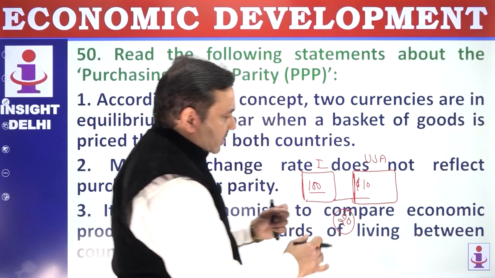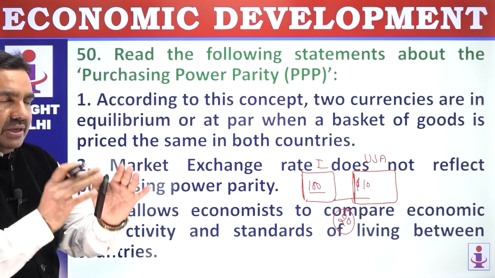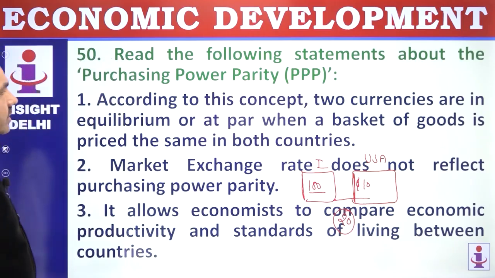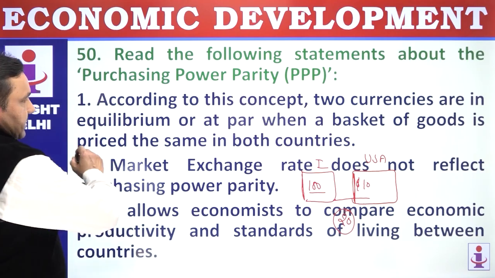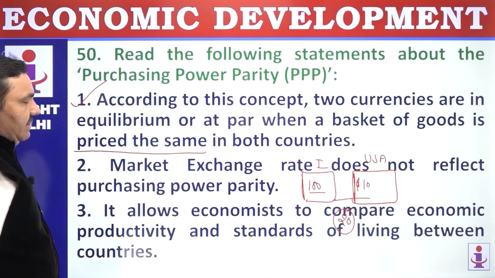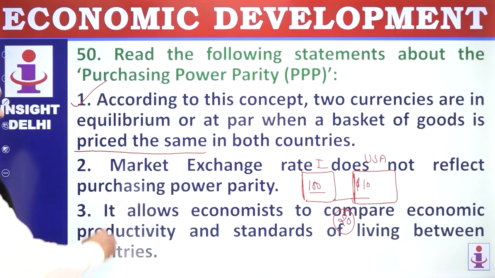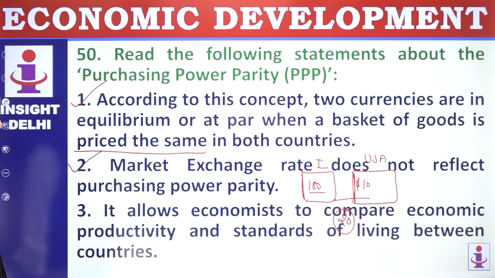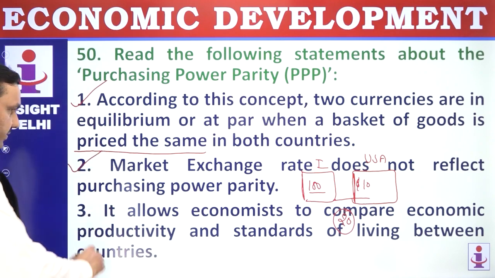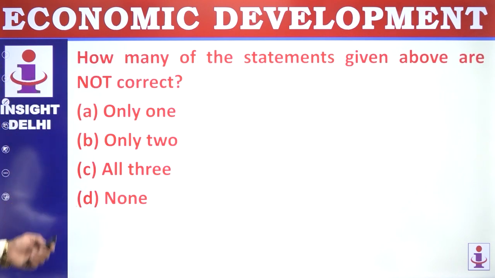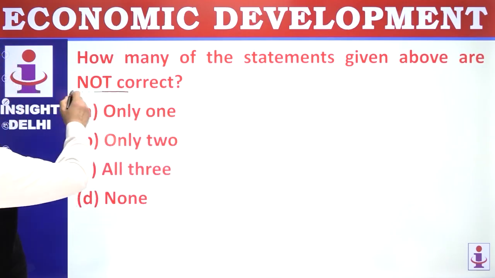So we know what purchasing power parity is: how much amount of goods or services you can buy in different countries. That indicates PPP. According to this concept, two currencies are in equilibrium or at par when a basket of goods is priced the same in both countries. When the same good is available in the same amount, we say both currencies are equal. Market exchange rate does not reflect PPP. That's correct. It allows economists to compare economic productivity and standards of living between the countries. That is also correct. 1, 2, and 3 all are correct here. Not correct, none.